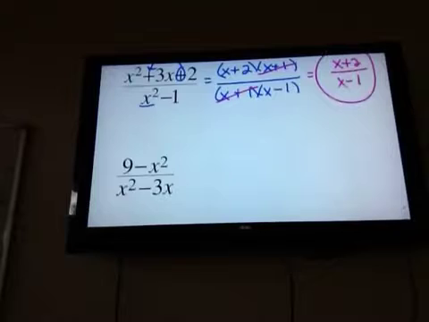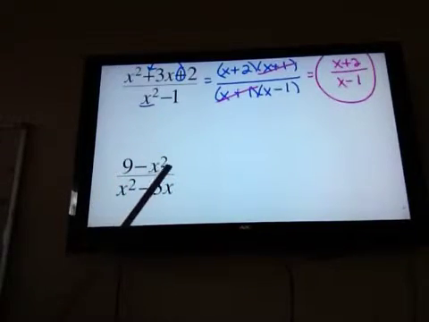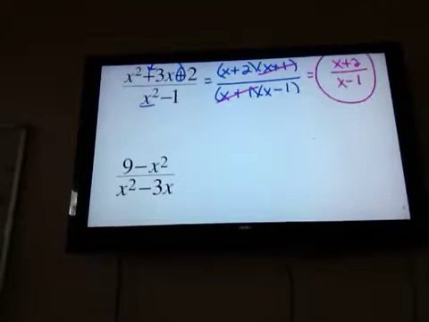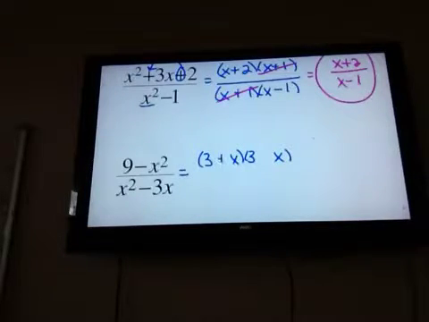Next question. Is there a common factor? In my numerator, there is not. So I look at my terms. I have 2 terms. Is it a difference of squares? Yes. So 9, 3 times 3, x squared, x times x. 1's a plus, 1's a minus.